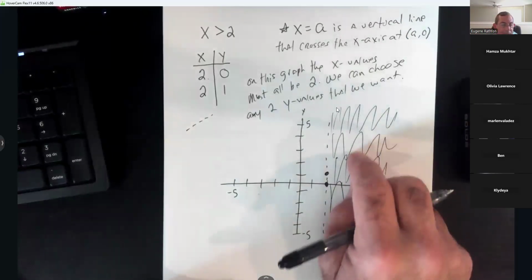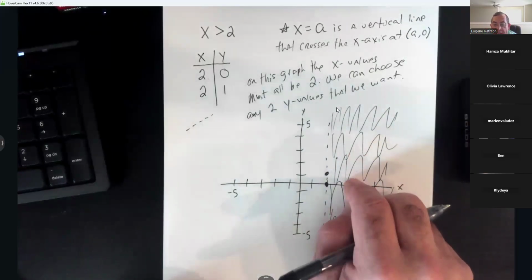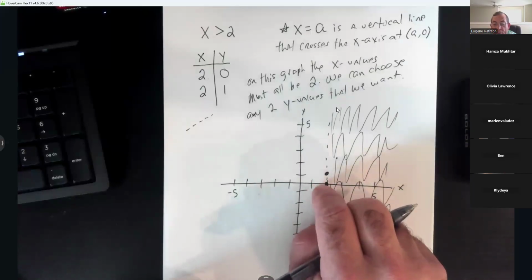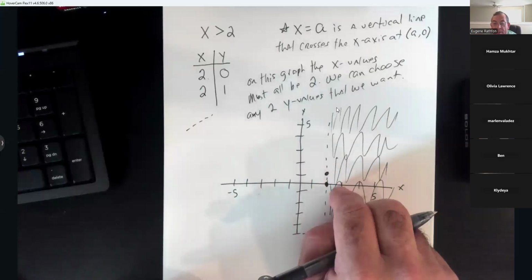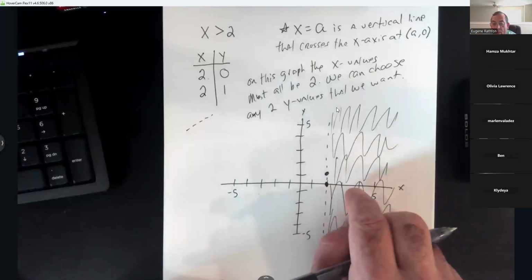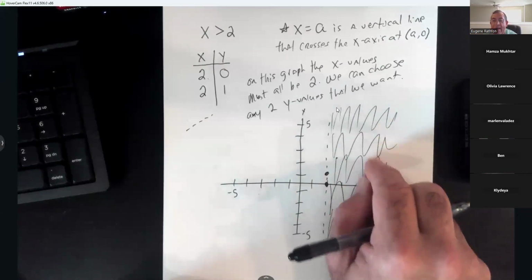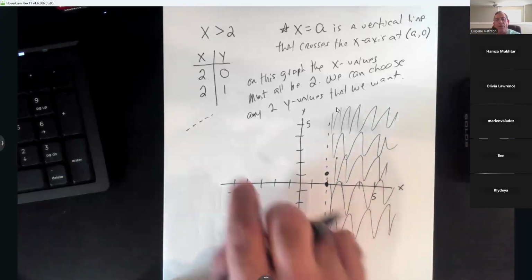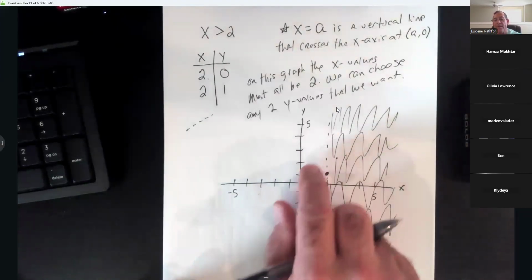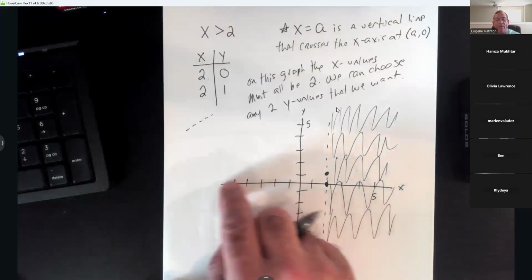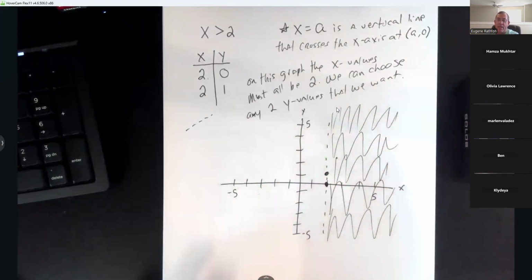That means anything in the shaded area would have an X value greater than 2. Like anything here would be 3. All these would have X's of 4. All these would have X's of 5, and so on. So on the X's, they're greater to the right, they're smaller to the left.